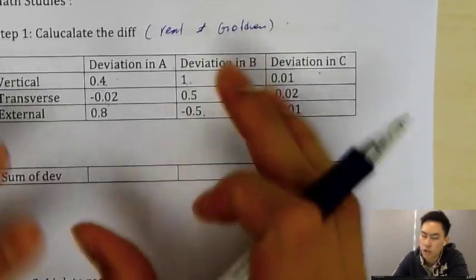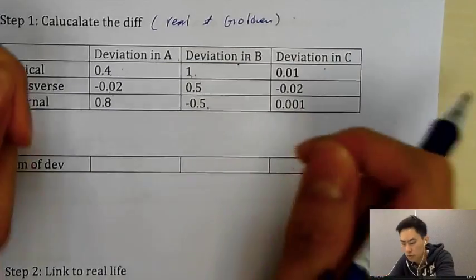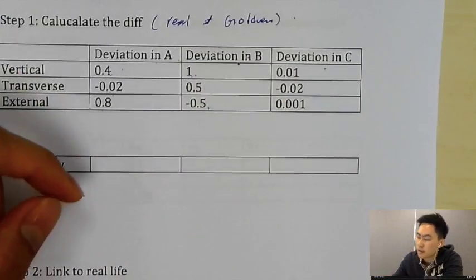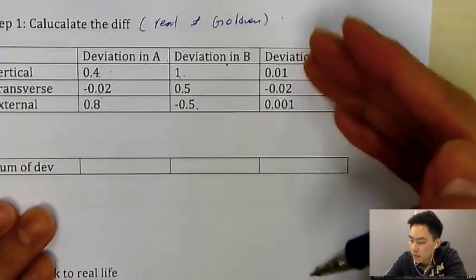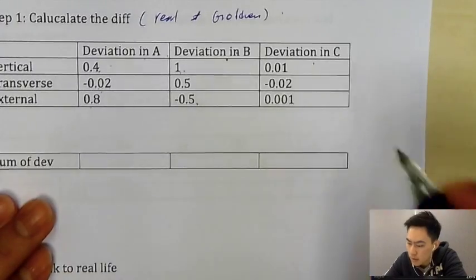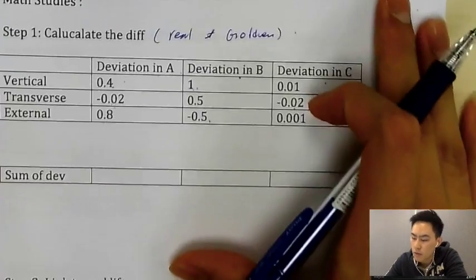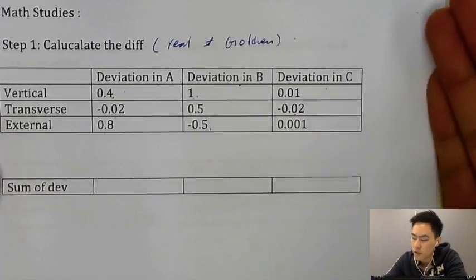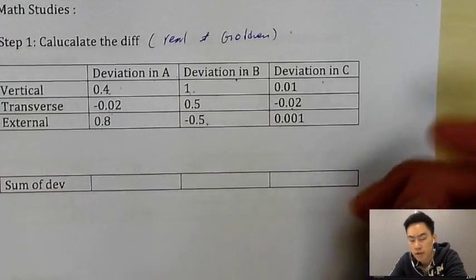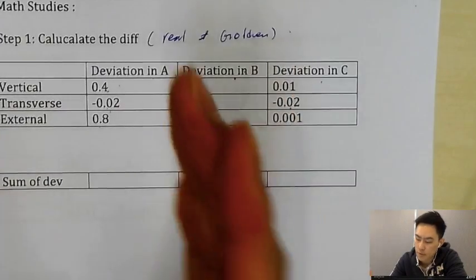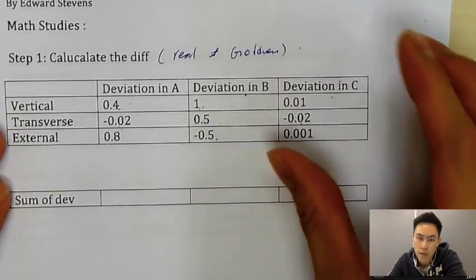This is just based on your calculation. I just put in random numbers, but you understand the idea, right? Just use the ruler and calculate the ratio based on the diagram here. For deviation C, you can see this one has the least deviation, 0.01, and then 0.001. Basically, what I want to find out is whether there is any correlation between beautiful faces and the golden ratio. My assumption is that if the deviation is very little, then that person should be beautiful.